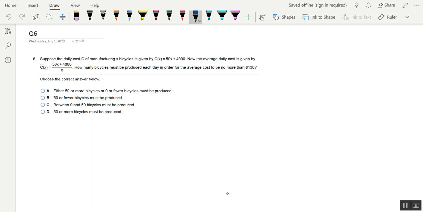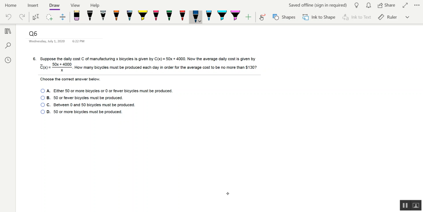So they give us a cost function here, 50x plus 4,000. Now if x bicycles are produced, then we can find the average cost simply by taking the cost function and dividing it by the total number of bikes made, which would be x. So that's the reason for the second function, C bar of x, 50x plus 4,000 all over x. That's a rational function, but it is based on a simple average idea.